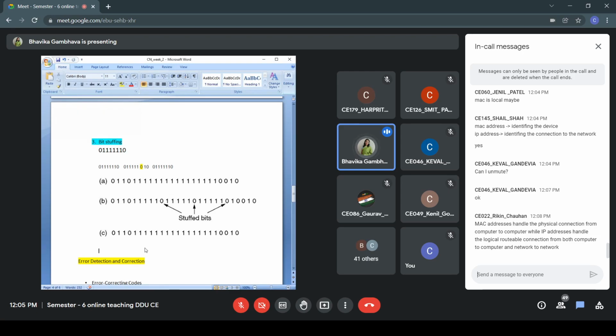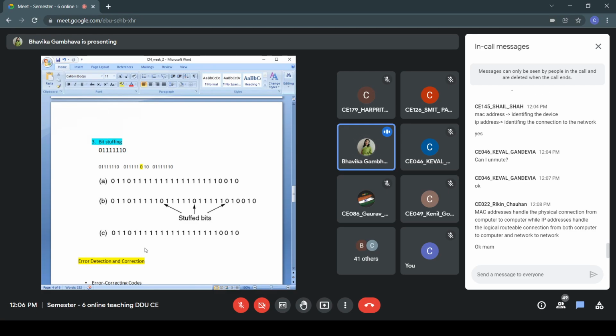So Rikin says that, no, Rikin, see, probably you can answer like this. Okay, everyone, what you are saying is not incorrect. But what I want is, if you have only MAC address, then this is the problem which you will have. That is why IP address cannot be avoided. And if you have only IP address, then this is the problem which you have. That is why MAC address cannot be avoided. I want to answer like this. Am I making sense?